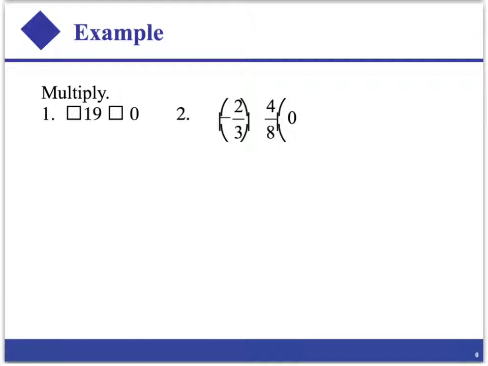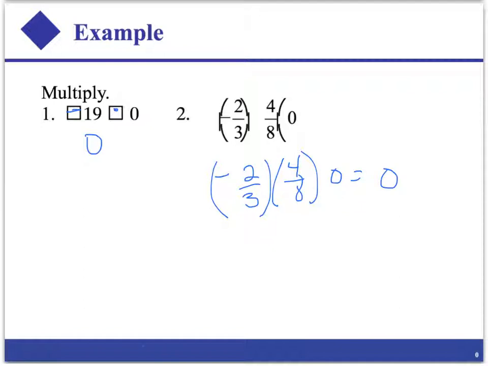Okay, it looks like I need to rewrite these for you. You have negative 9 times 0. It's simply going to be 0. Problem number 2 is negative 2/3 in parentheses times 4/8 times 0. The answer is still 0. Anything times 0 is going to be 0.